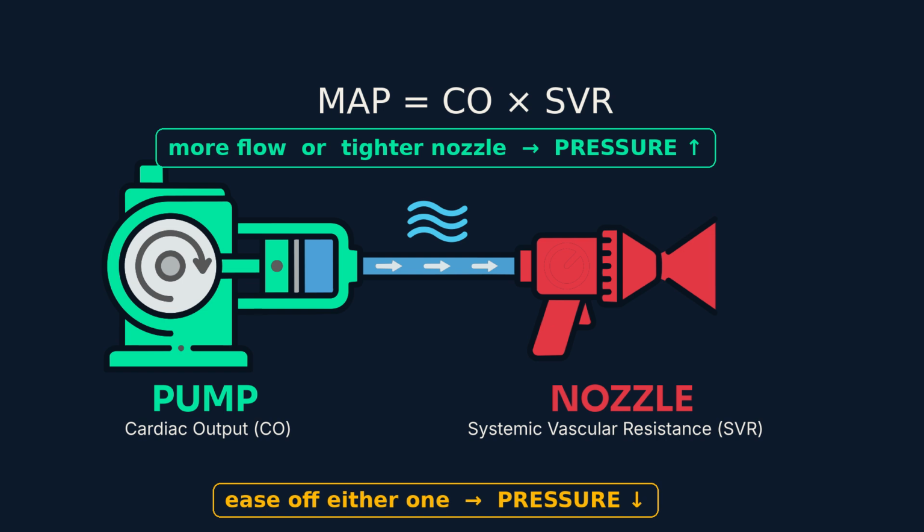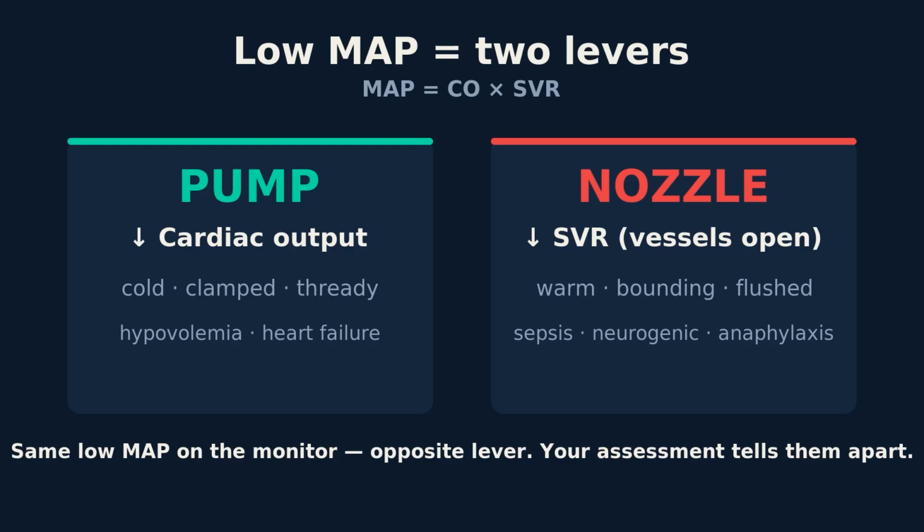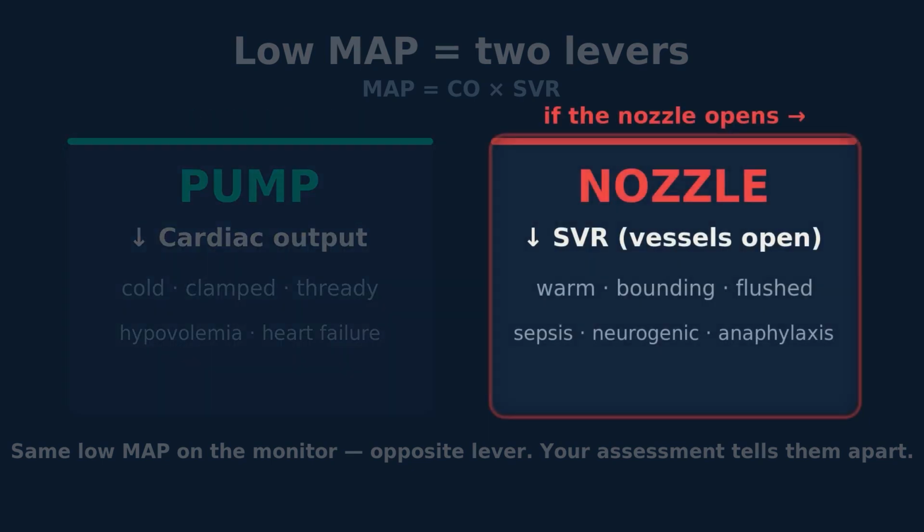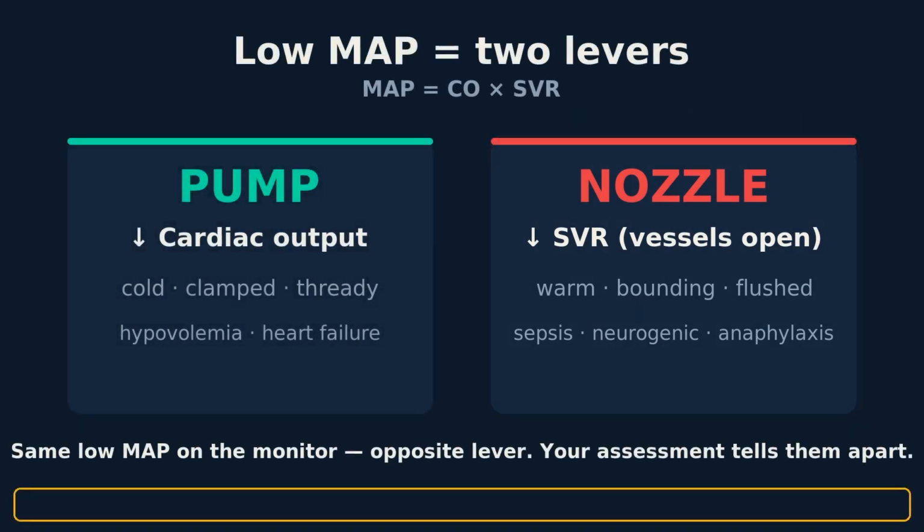And here's why this is the most useful sentence in critical care. If the MAP is low, there are only 2 possible reasons. The pump isn't moving enough blood, low cardiac output, or the nozzle is wide open, low SVR. The vessel is dilated. 2 levers. Every hypotensive patient you will ever have is one of those 2 problems, or both.